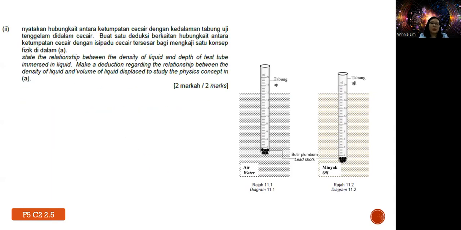Okay, then move on. What is the relationship between density of liquid and the depth of the test tube immersed? And then make a deduction regarding the relationship between density of liquid and volume of liquid displaced. So first, they want you to relate density with depth. So the denser the water, the depth of immersion is lesser, right? And then next, density and volume. The lower the density, the more the volume of liquid displaced.